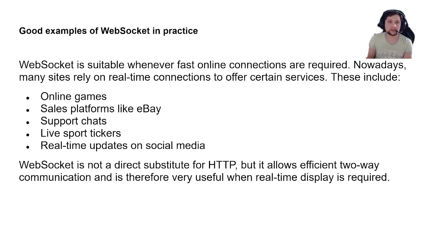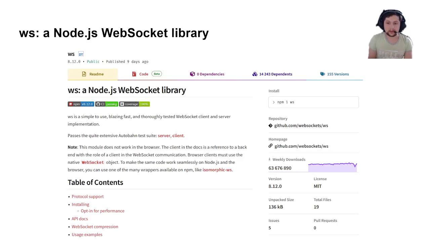Good examples of WebSocket in practice. WebSocket is suitable whenever fast online connections are required. Nowadays, many sites rely on real-time connections to offer certain services. These include online games, sale platforms like eBay, support chats, live sport tickers, real-time updates, and social media. WebSocket is not a direct substitute for HTTP, but it allows efficient two-way communication and is therefore very useful when real-time display is required.